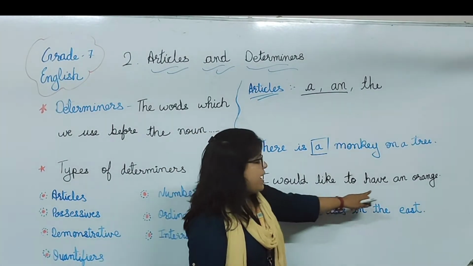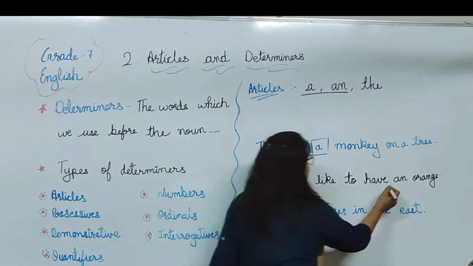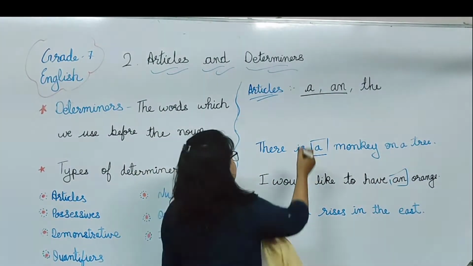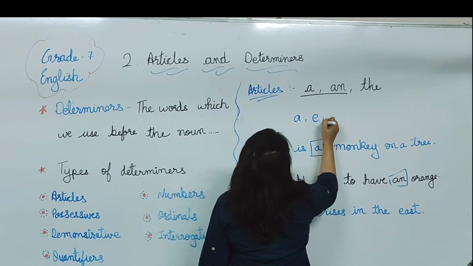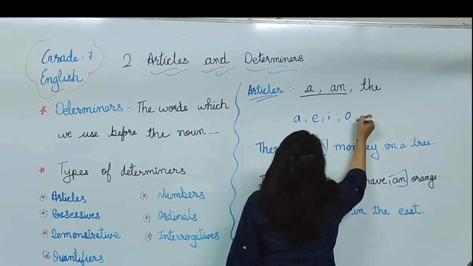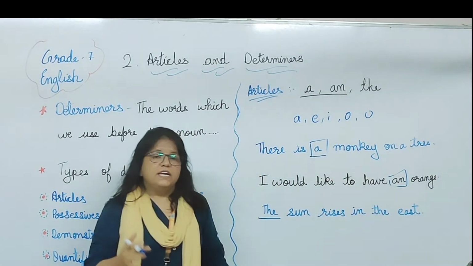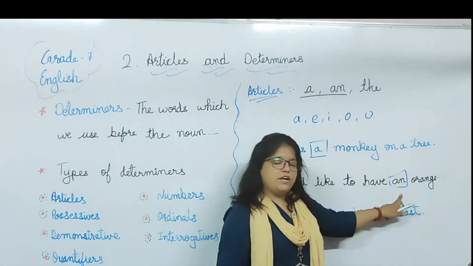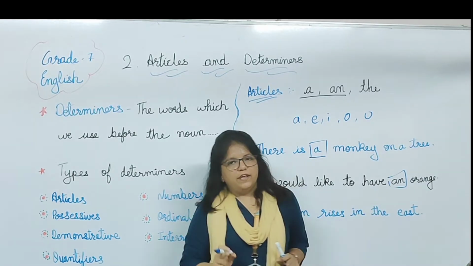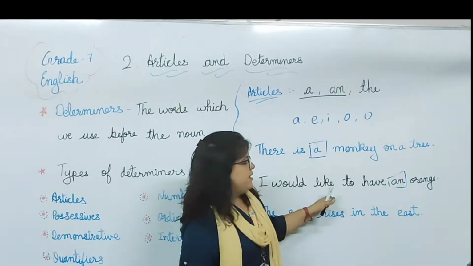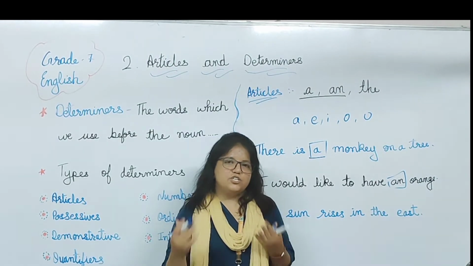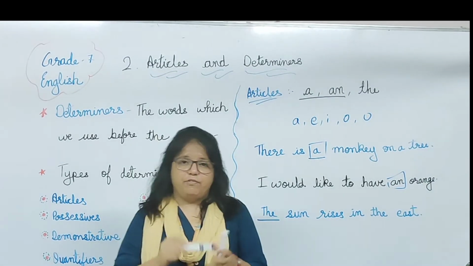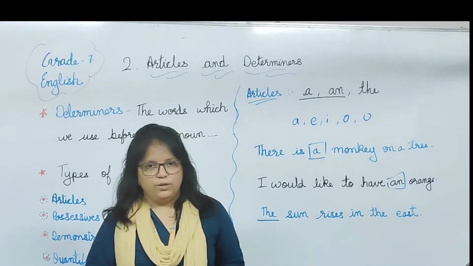I would like to have an orange. We all know that there are 5 vowels in English: A, E, I, O, U. If the word starts with any of these vowels, we use an only. So a and an are used for general things only, whereas the is used for specific or particular things only.